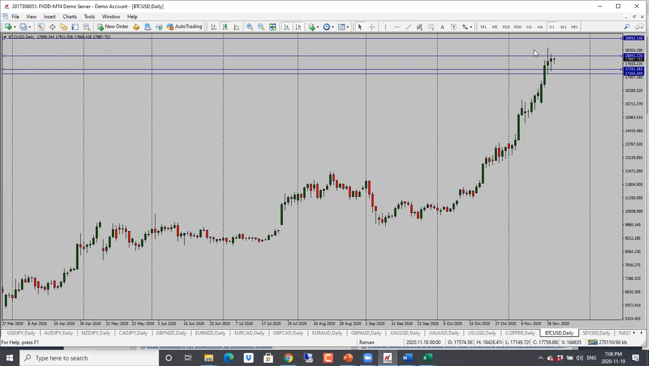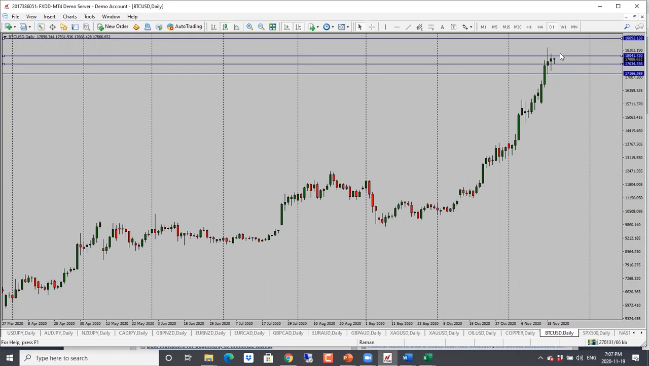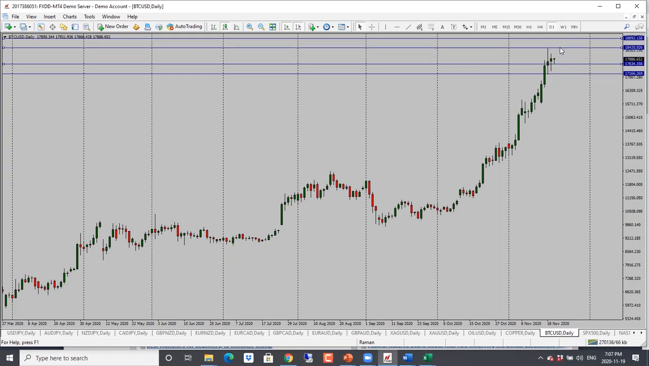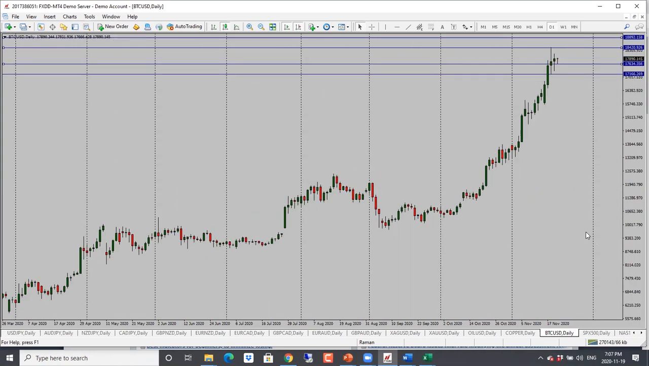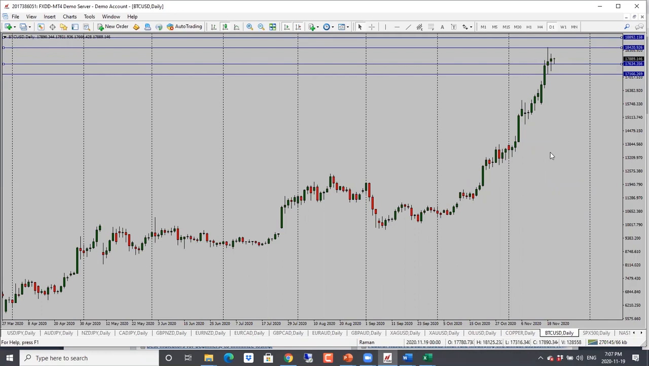So neutral bias for copper. Bitcoin here, Bitcoin still trading sideways here. It hasn't managed to clear the resistance. It is holding though. So if it holds here, then we're likely to see a move higher towards 18,420 and potentially 18,000 or 19,000. So right now, neutral to bullish bias for Bitcoin.